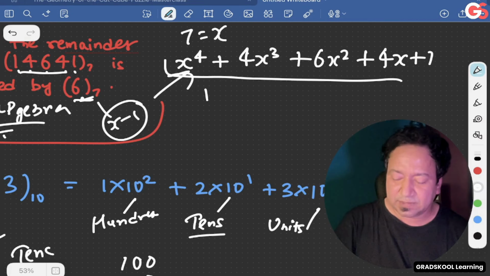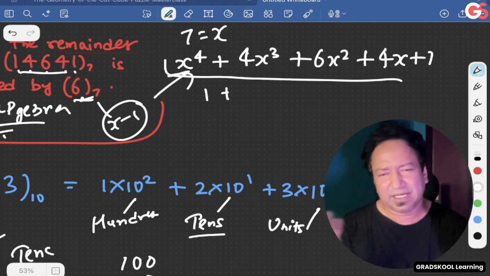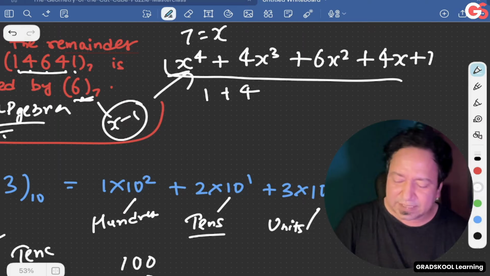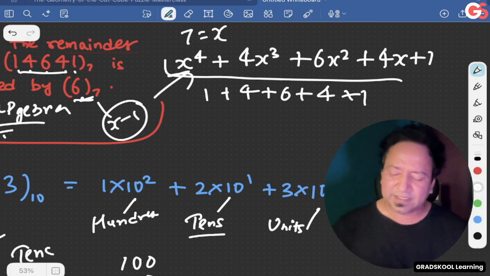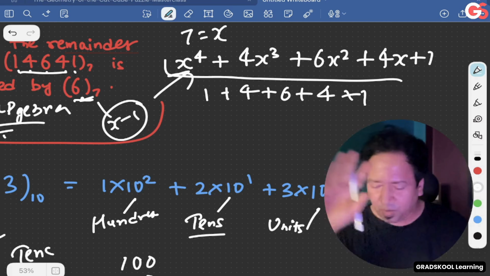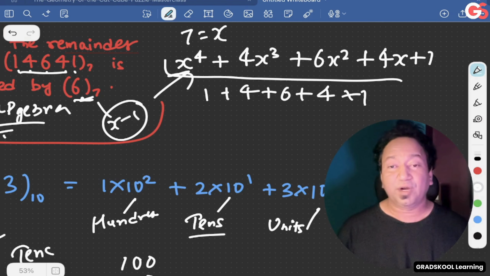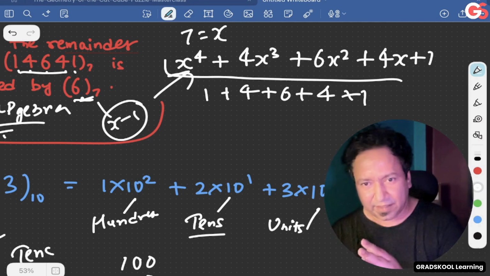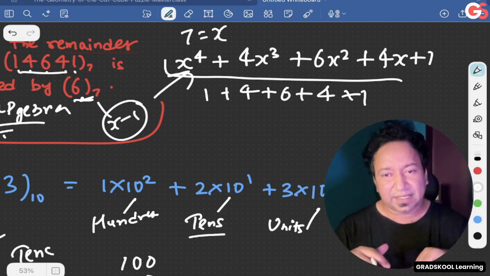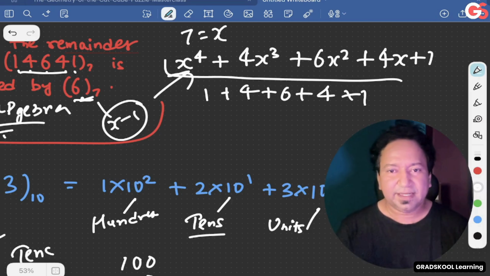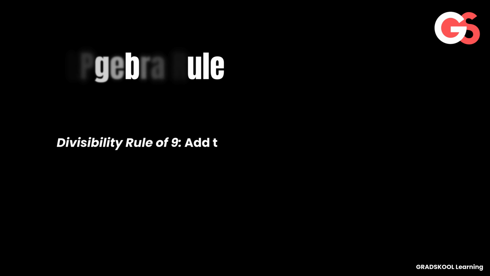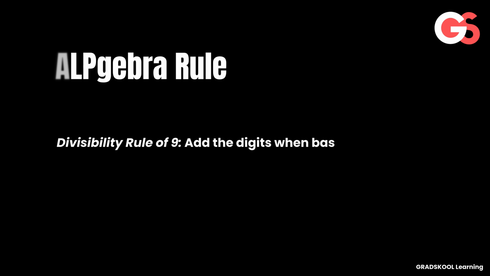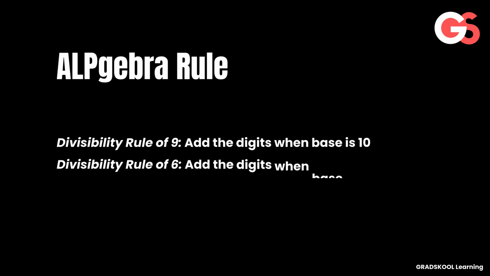So 1 to the power 4 is 1 only. Whatever power of 1 is, it remains 1 only. So 1 plus 4 plus 6 plus 4 plus 1. Did you realize one thing? After doing all this 5 to 10 minutes of video, we have boiled down to one simple thing, that the remainder when 14641 base 7 is divided by 6 base 7 is nothing but the sum of all the digits. The divisibility rule of 9 is sum of the digits if and only if the base is 10. Similarly, the divisibility rule of 6 will be sum of digits only if the base is 7.